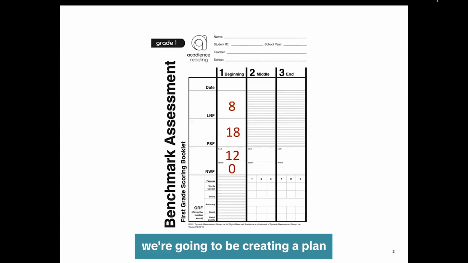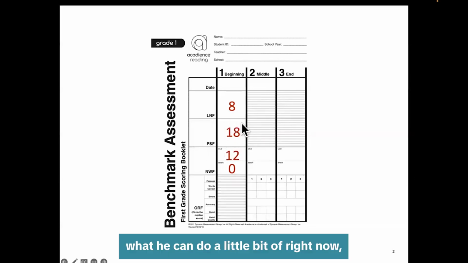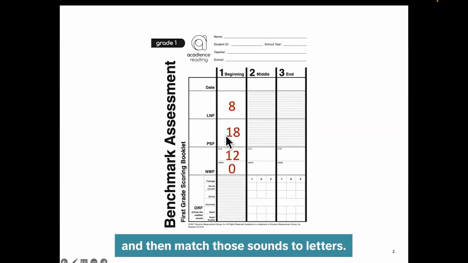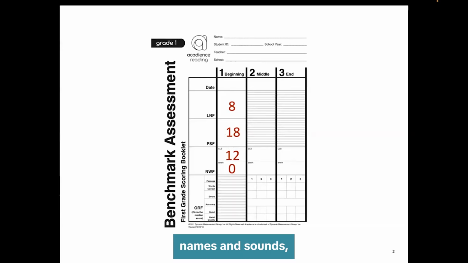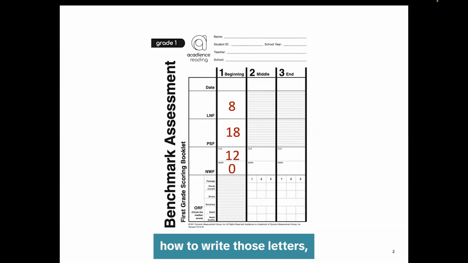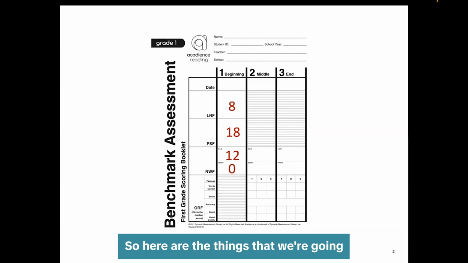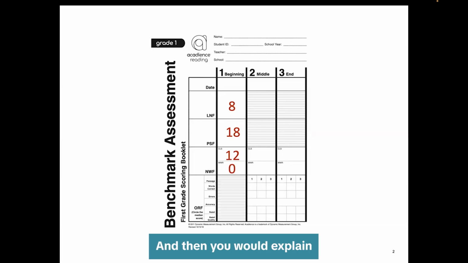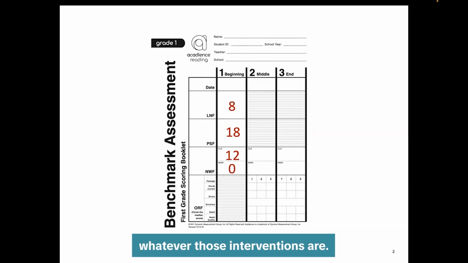This is why we're going to be creating a plan for Johnny. We're going to be specifically working on his ability to build on what he can do a little bit of right now, which is identify the individual sounds in spoken words and then match those sounds to letters. So we'll be working on letter names and sounds, and we're also going to be teaching him how to write those letters so that he can not only read, but also spell. So here are the things that we're going to be doing in the classroom. And then you would explain whatever those interventions are.